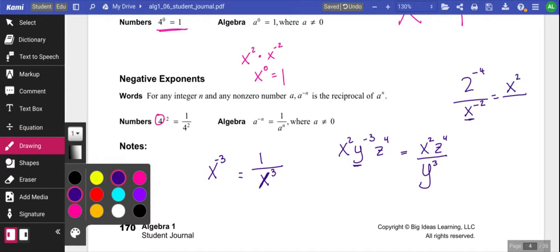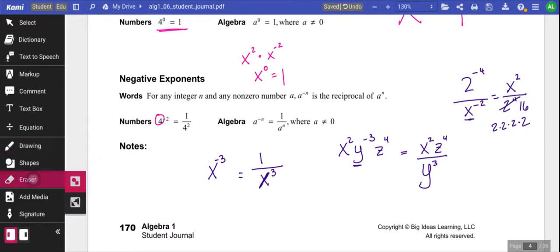And that 2 to the negative 4, that's going to change to 2 to the fourth there on the bottom of my fraction. And I could probably figure out 2 times 2 is 4, times 2 is 8, times 2 is 16. I could probably simplify that to 16.